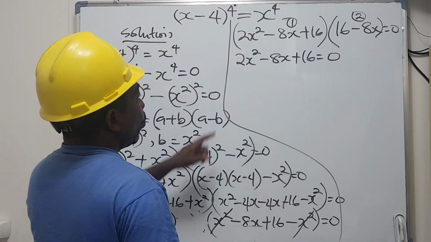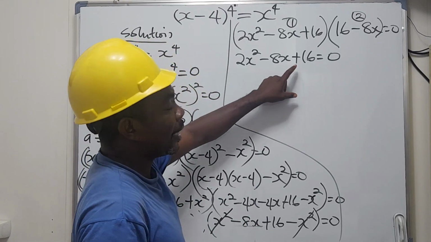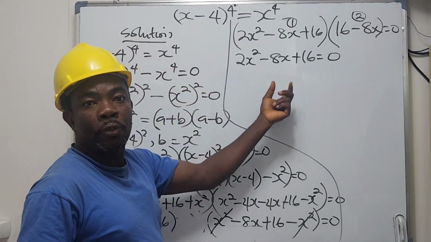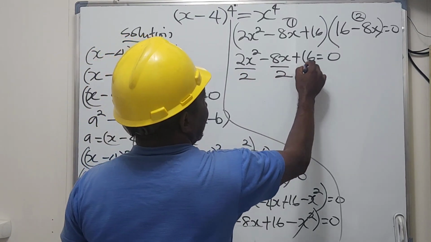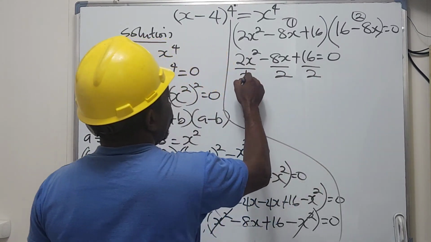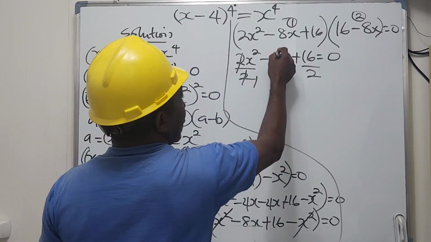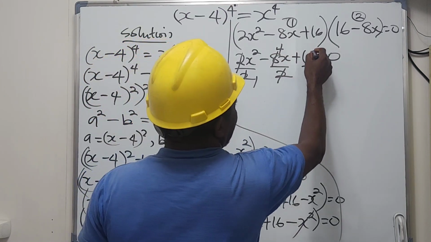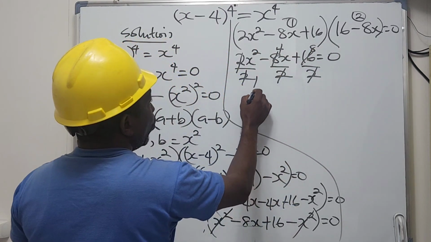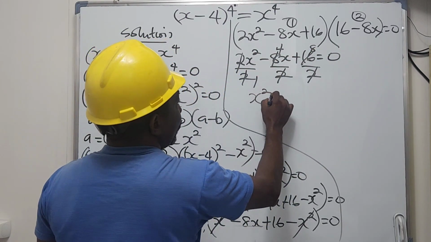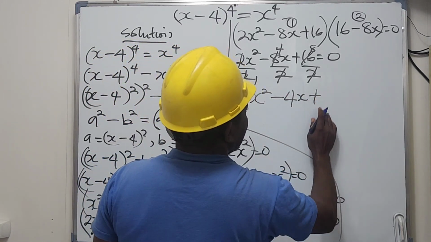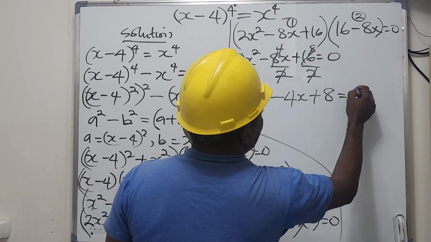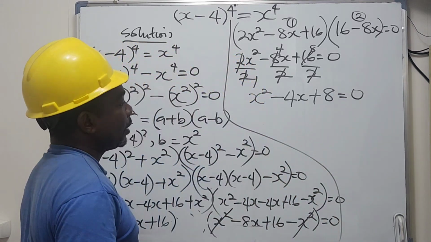So here we have 2, we have 8 and 16. So we can divide all through by 2. So this will be divide by 2, and this other side divide by 2, divide by 2. So here 2 will cancel here and cancel here. 2 cancel here, 4. 2 cancel here, 8. We are now left with x to the power of 2 minus 4x plus 8 equals to 0. And this is a quadratic equation.